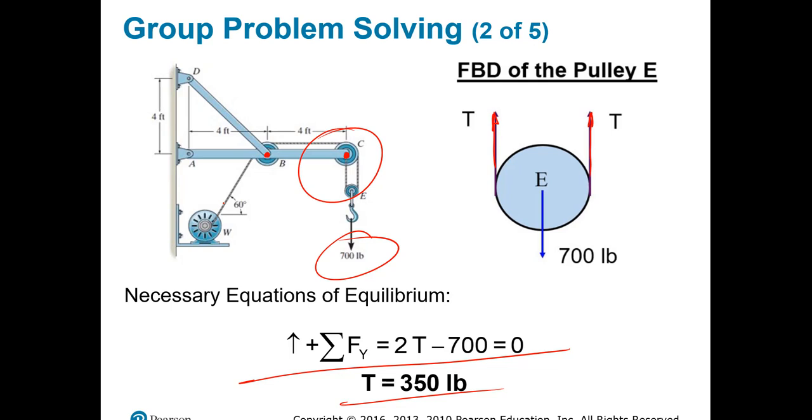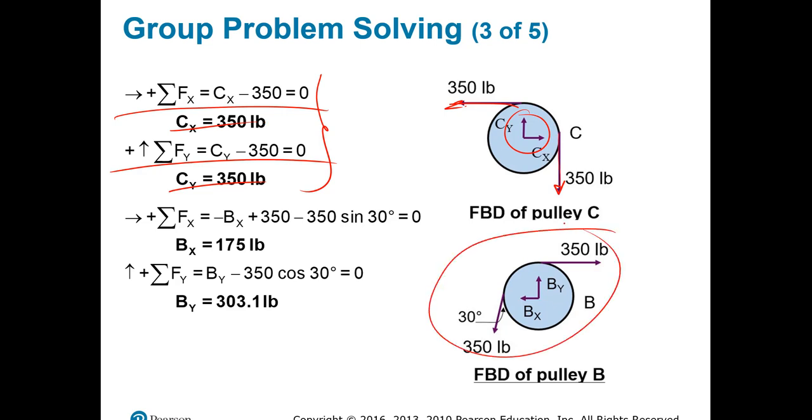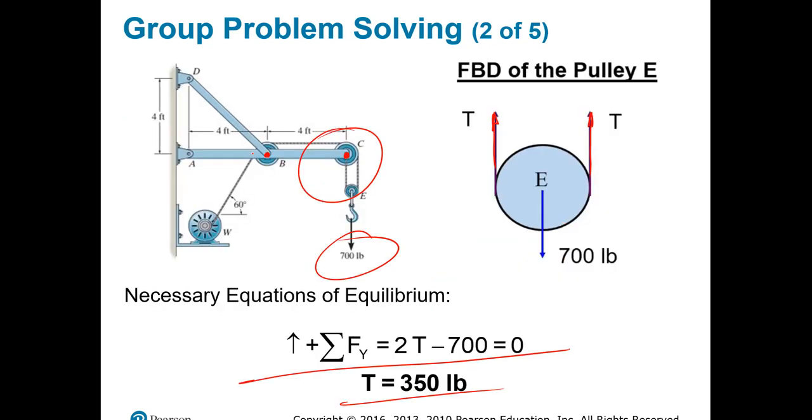So if you go to this one, you can see that you have two unknowns and two equations that can be established without doing any moment. So that's what was done. Sum of forces in the X direction, sum of forces in the Y direction, you get CX and CY. And then you just repeat the same thing for B. Which one is B? This one right here.